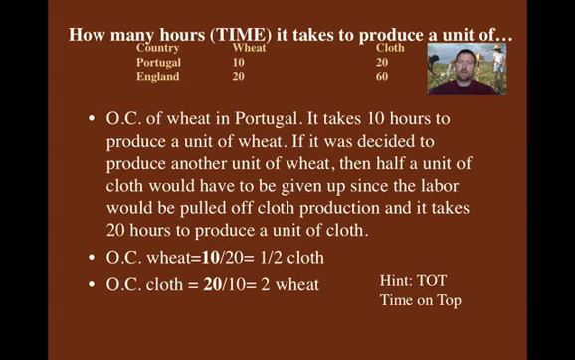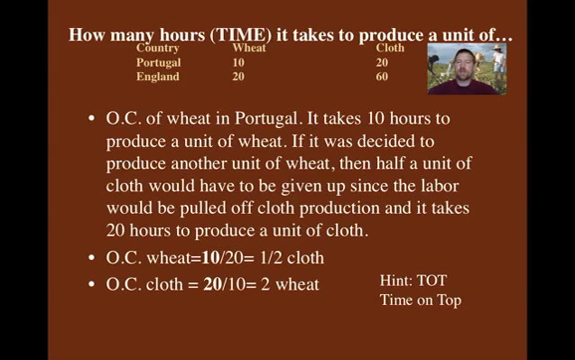Well, what about the opportunity cost of cloth? How do we know how much that would be? Well, if it takes them 20 hours to produce a unit of cloth, what could they have produced in those 20 hours? You got it, 2 units of wheat. And it's really quite simple. If you can figure out one of these answers, the other is quite simple because it's the reciprocal of that answer. So if one is half a unit of cloth, then you know the other one's going to be the reciprocal, which is going to be 2 wheat that you give up.